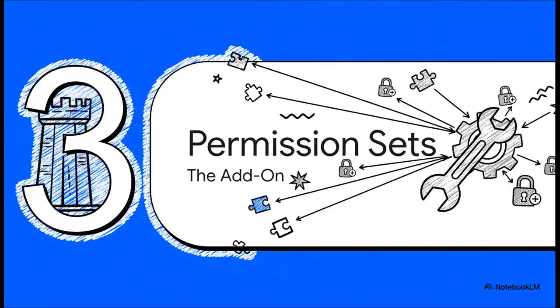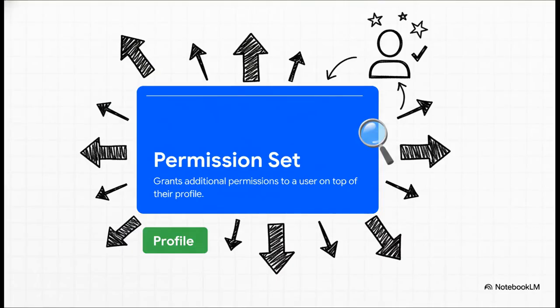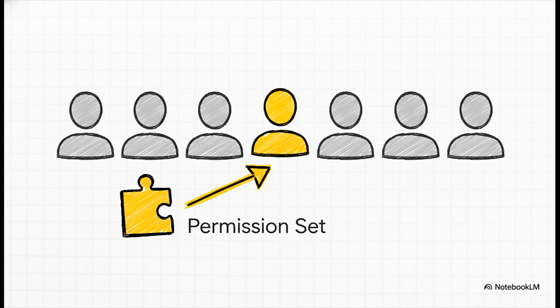Okay, so if profiles are this really rigid foundation, how in the world do you handle all the exceptions, the unique needs of certain users? Well, that brings us to our second tool, the permission set. Now notice the key word here, additional. Permission sets don't take anything away. They don't replace the profile. They are purely additive. Their entire job is to grant more access right on top of that baseline we already set up.